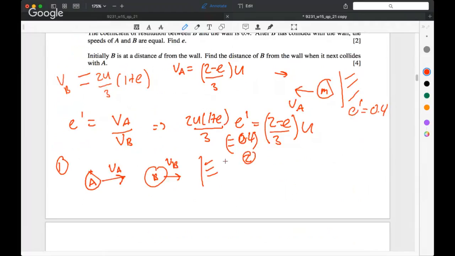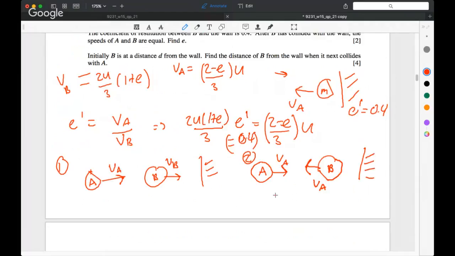In the second stage, A is still moving at VA. Still moving in the same direction with the same speed. But B is now moving... Maybe I'll stop drawing the spheres. I might just draw the letters if it keeps doing this. I think it thinks I'm drawing straight lines. B is now moving at the same speed VA after it hit the wall. Okay?